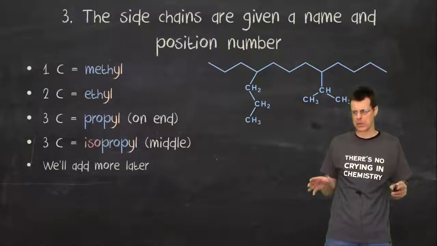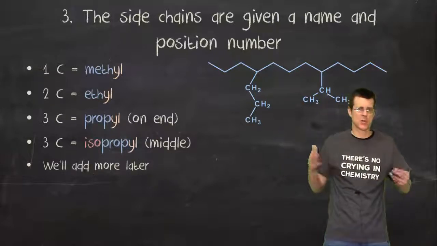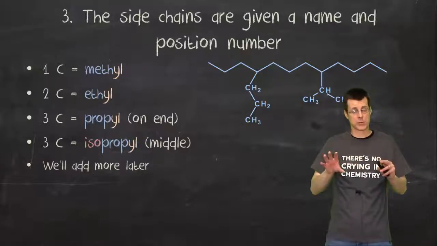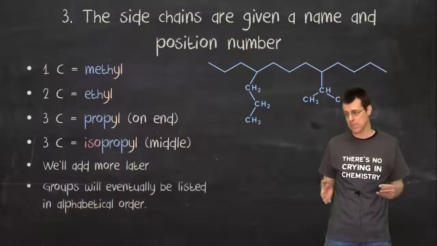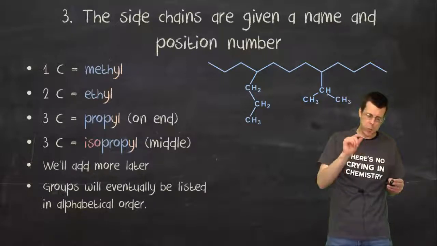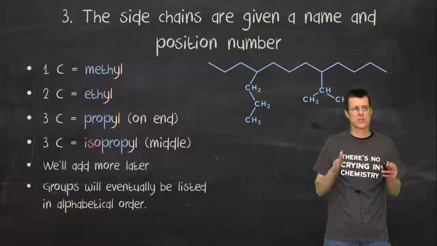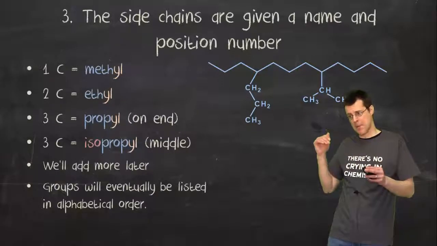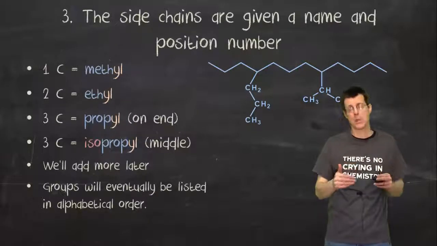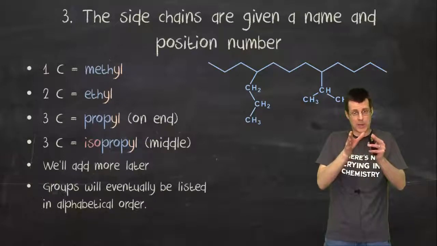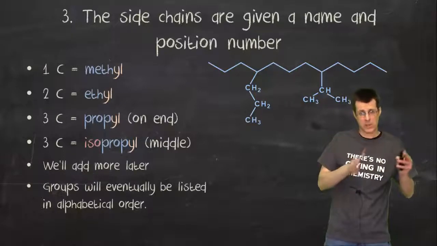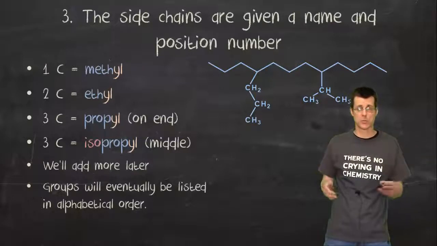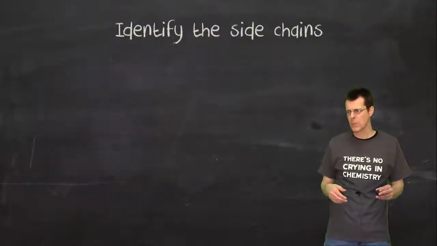We are going to add more later, not necessarily more carbon groups, although every once in a while you might see something pop up. But particularly things like chlorines and fluorines and bromines are alkyl halides. Now, when we get to the eventual name, we're going to list groups in alphabetical order. So ethyl would come before methyl, and that would come before propyl. Isopropyl, we go by the I, so the order would be ethyl, isopropyl, methyl, propyl. But then we'd have other ones as well, probably.